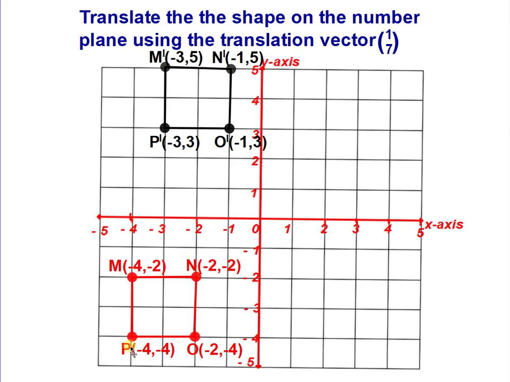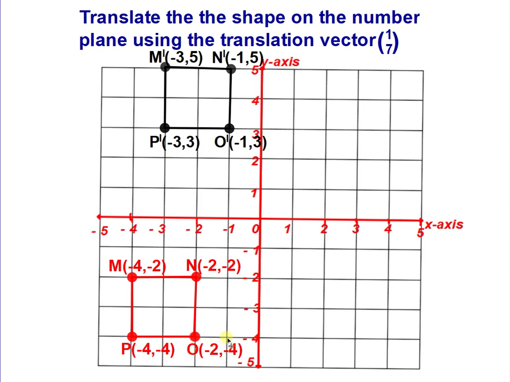Now we have P also here. We move 1 to the east, then move 7 to the north. So we have 1, 2, 3, 4, 5, 6, and 7, giving us P prime, which is the image of point P. We also have O here.